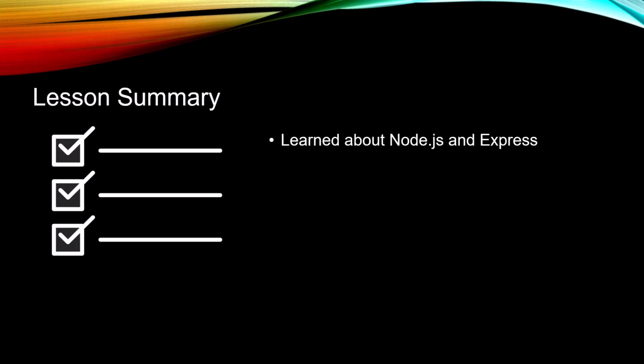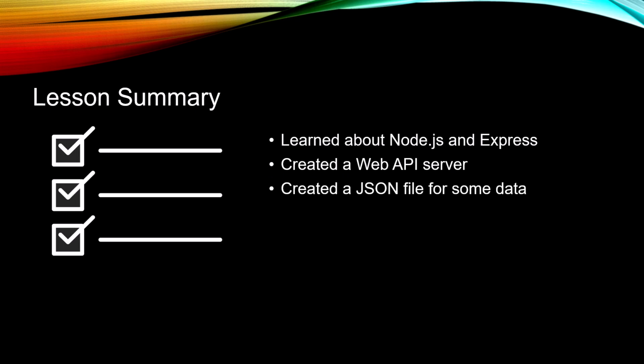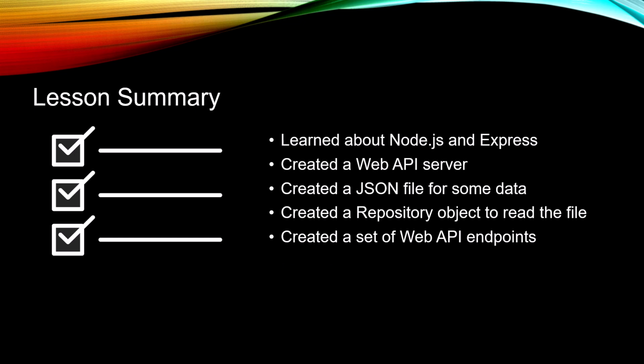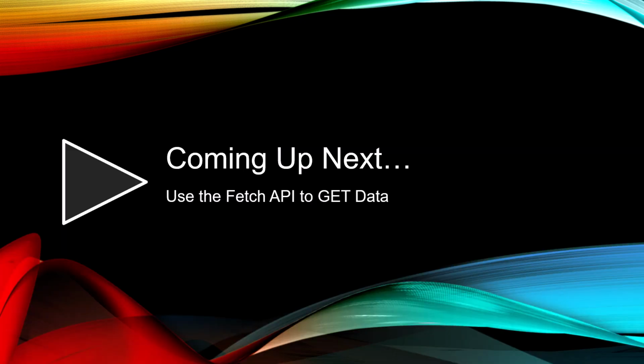So in this lesson, we learned about Node.js and Express. We created that web API server from those two items. And then we created a JSON file for some data. We created a repository object to allow us to read and write that file, and created our CRUD set of web API endpoints. I had to have a web server to allow you to call something, right, using the Fetch API. So I wanted to at least present how I created it so you could do it as well, but that's not the point of this course. It's really about the next modules in this course. Coming up next, use the Fetch API to get data.